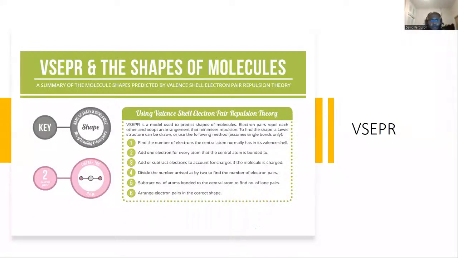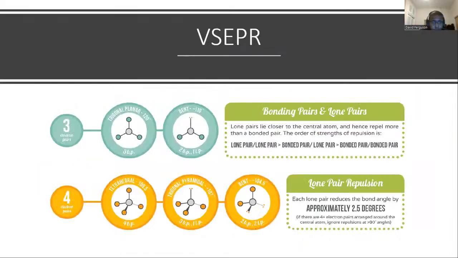So another way for us to phrase this: find the number of electrons the central atom normally has in its valence shell. Add one electron for every atom that the central atom is bonding to. This is just one way to go through it. Or you can remember the main idea I want you to take away from this: arrange electron pairs in the correct shape. In terms of repulsions, lone pair repulsion for this discussion is greater than bonded pair to lone pair, which is greater than bonded pair to bonded pair.